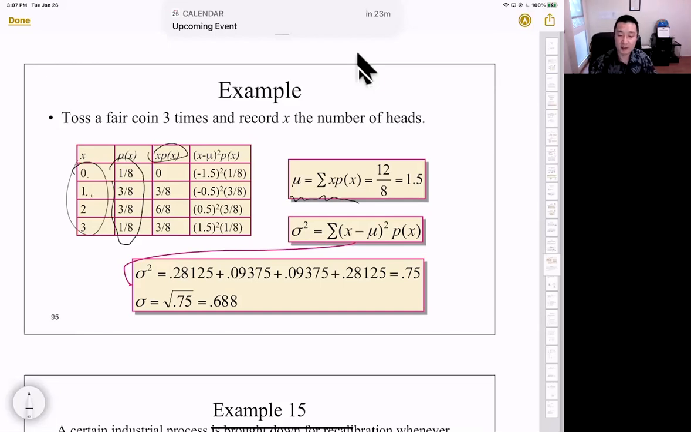And we can also easily calculate the variance, sigma squared, based on this equation. After calculation, we found the variance is 0.75 and the standard deviation, which is the square root of the variance, is 0.866.